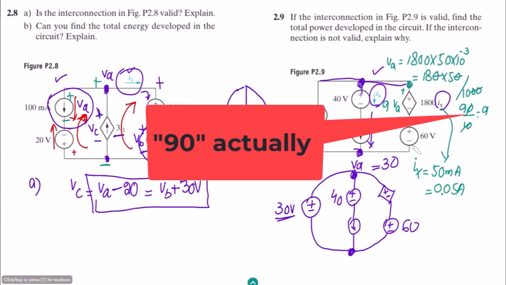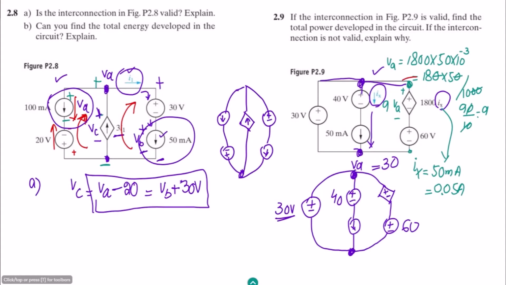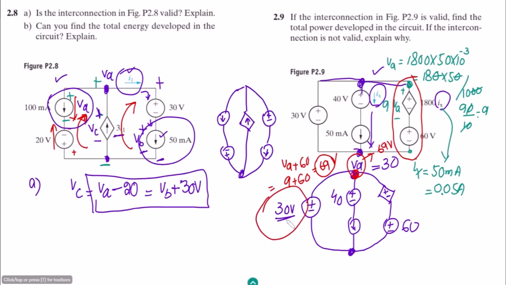Applying KVL across this branch, it will be VA plus 60. The value of VA is known, that is 9 plus 60, which is 69, showing that the voltage VA here is 69 volts, which is different than the actual voltage which is here. So two different voltages are connected in parallel with each other, which is impossible for the validity of a circuit. So that's why this circuit is an invalid circuit.